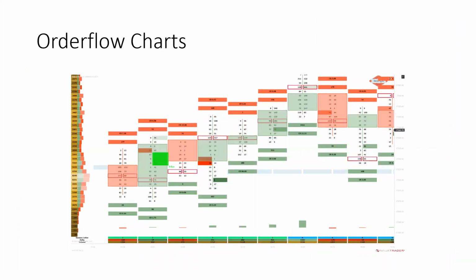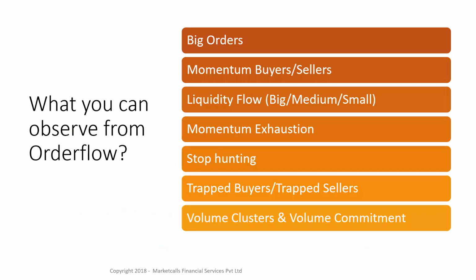So this is how a traditional Autoflow chart looks. You also saw a small understanding of how the buyers and sellers collide against each other. So what can we observe from Autoflow? We can understand big orders, where the big orders are coming in. Based on that, we can devise a pattern. It is not a geometrical pattern or something like that. It is more of a volume pattern.